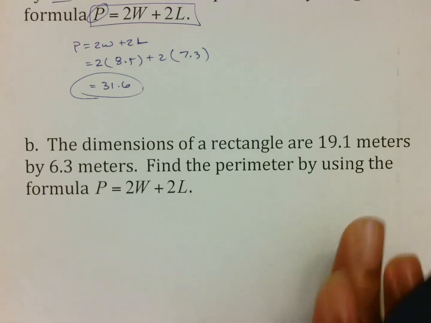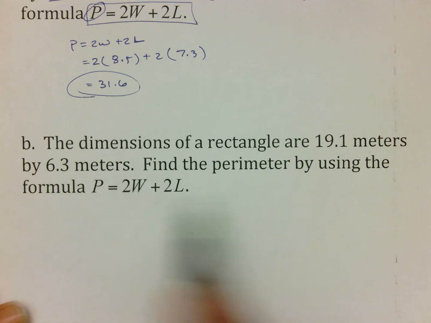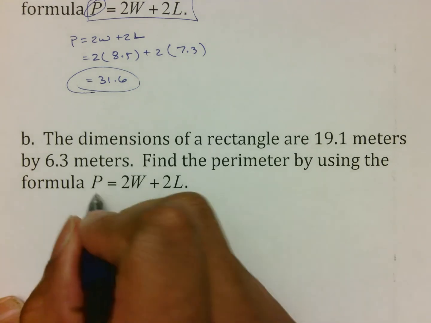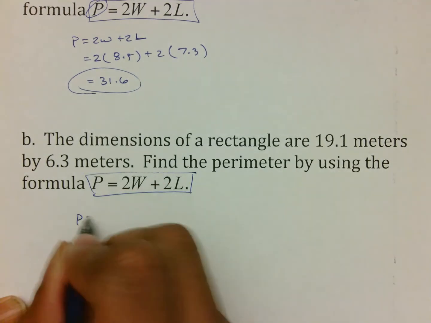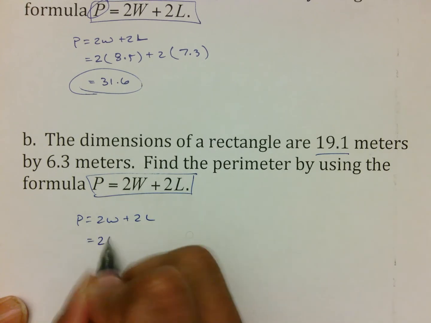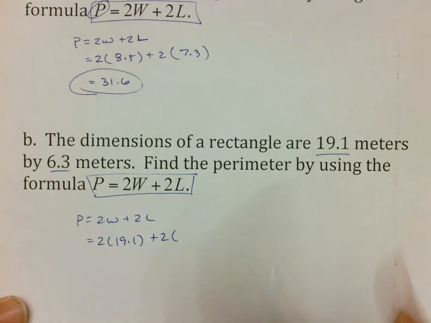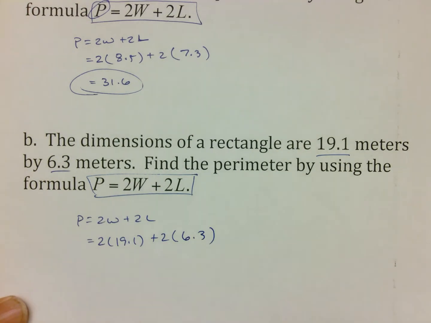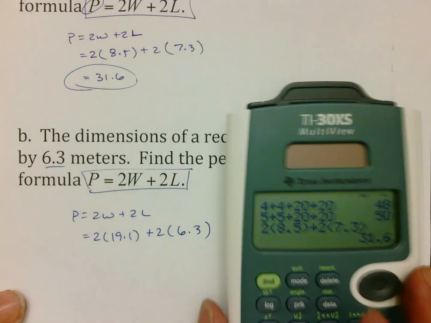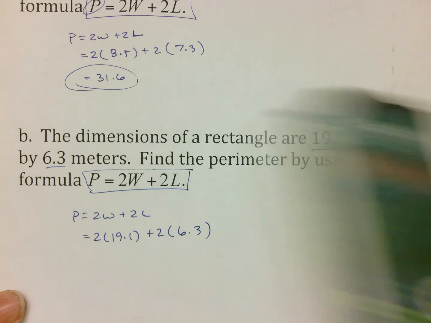The dimensions of a rectangle are 19.1 meters by 6.3 meters. Find the perimeter using the formula P equals 2W plus 2L. Once again, here is my formula. Here is a dimension which I can then put in for a W, so 19.1 goes here. Here's another dimension which I can put in for L, so 6.3. And again, all I have to do now is take my calculator and plug it in. So 2 parentheses 19.1 close plus 2 parentheses 6.3, which is 50.8.